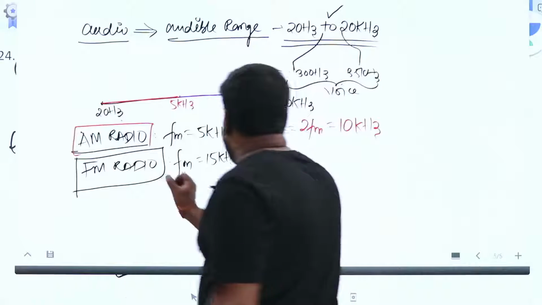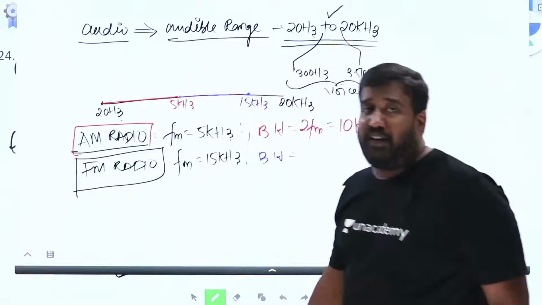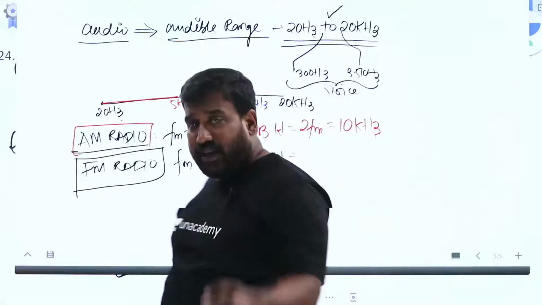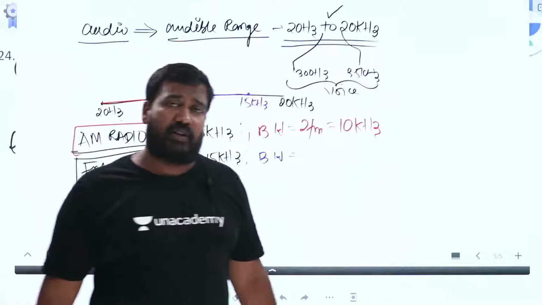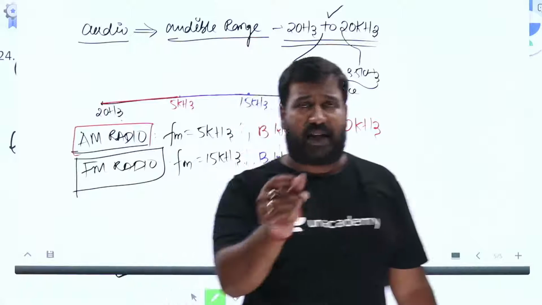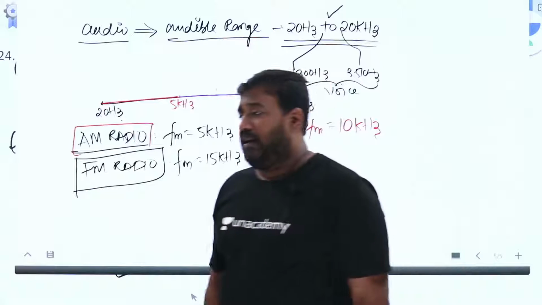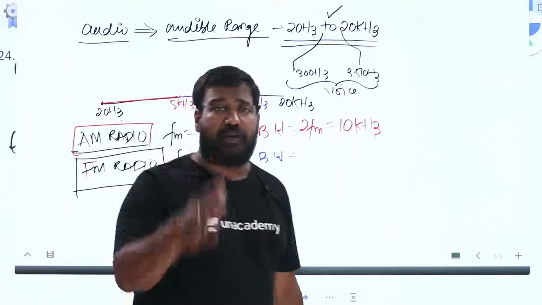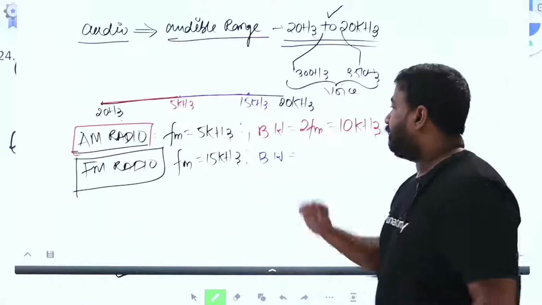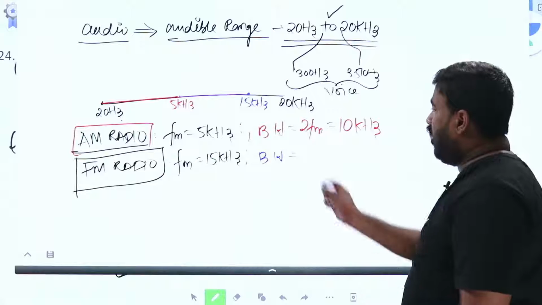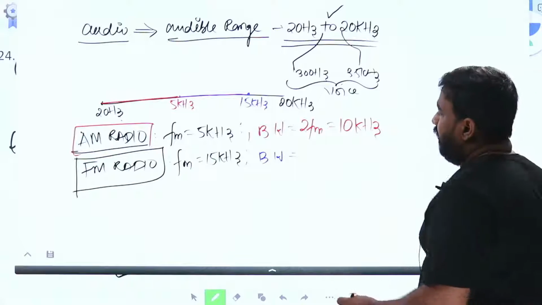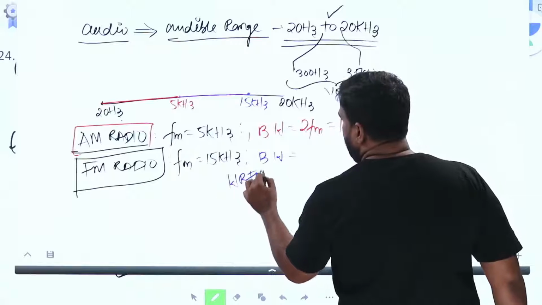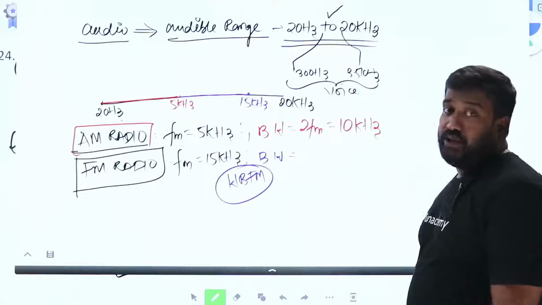Now, FM radio, the highest modulating frequency is 15 kilohertz. Just you can see sir's short video. If you find some time, please take some time and see. Sir has beautifully explained this concept in the short video. Now, FM is 15 kilohertz here. What is the bandwidth? The FM that we use is a wideband FM.